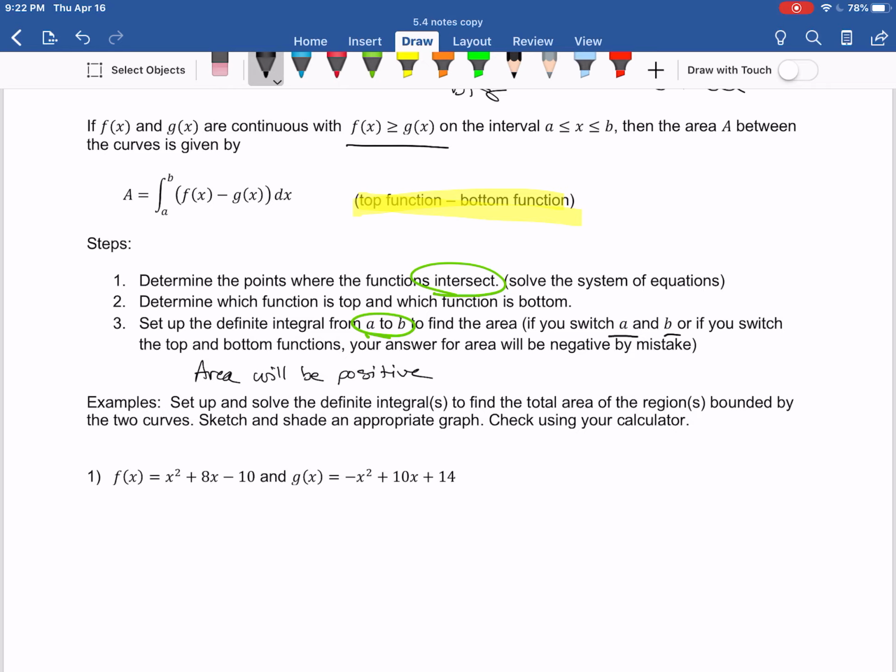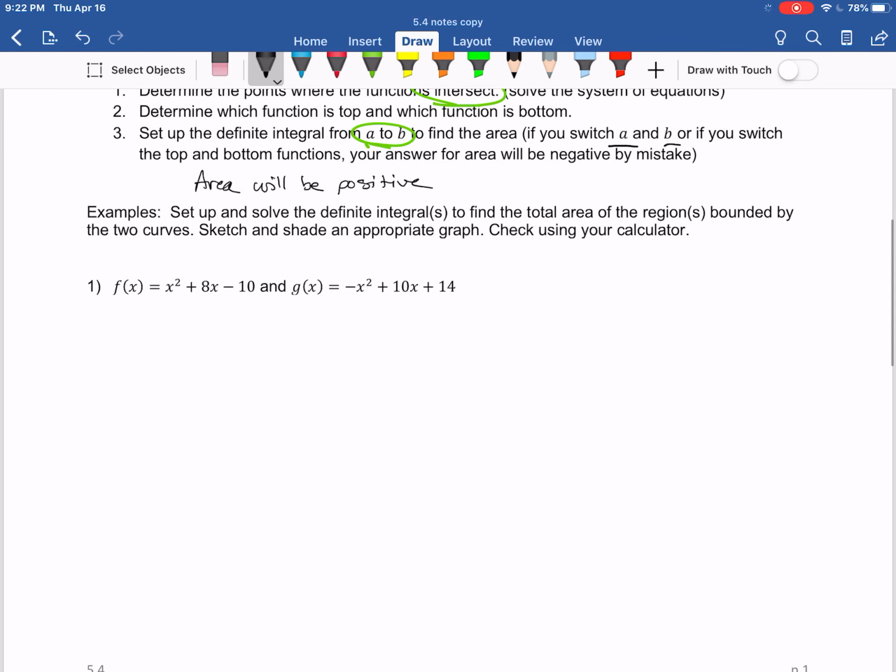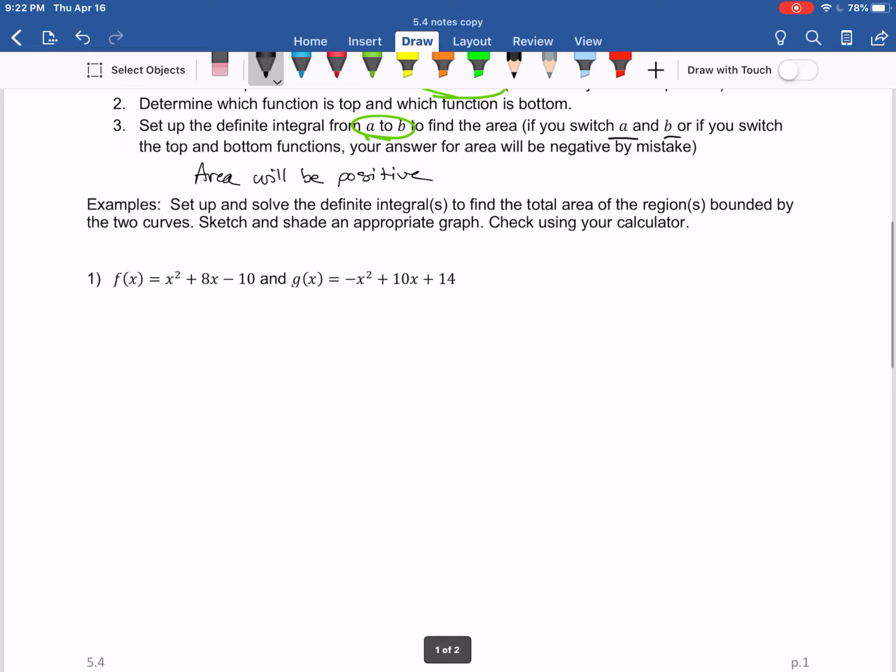In the first example, you're given a function f and a function g, and the directions tell you to set up and solve the definite integral or multiple integrals to find the total area of the region bounded by these two graphs. Sketch and label the appropriate graph and check using your calculator. So I'm going to suggest that you begin with a graph. Otherwise, you're not going to know which function is on top and which function is on the bottom. Actually, before that, let's figure out where these two functions intersect. So where do they intersect?